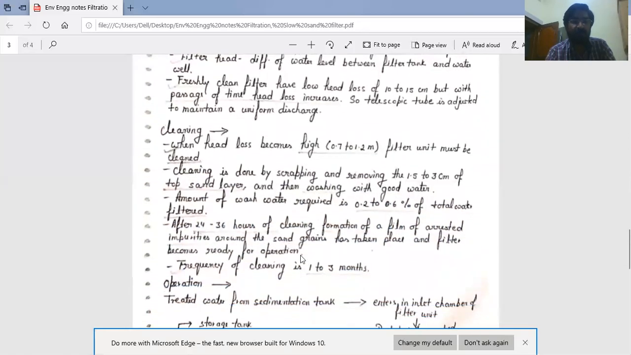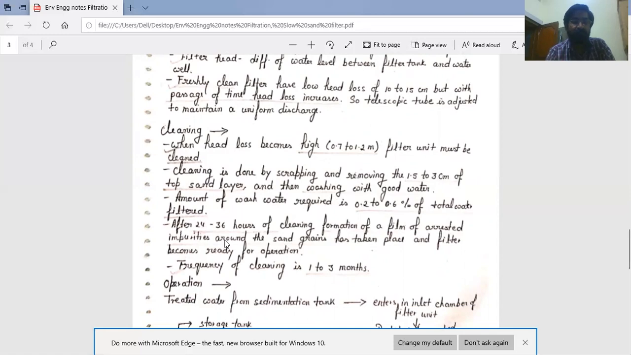Now, cleaning of filters. Due to deposition of impurity or organic matter in the water, head loss becomes high, 0.7 to 1 meter, and the filter unit must be cleaned. Cleaning is done by scraping and removing the top 1.5 to 3 centimeter of sand layer and then washing with good water. The amount of wash water required is 0.2 to 0.6% of total water filtered.